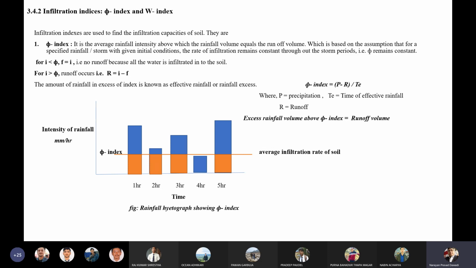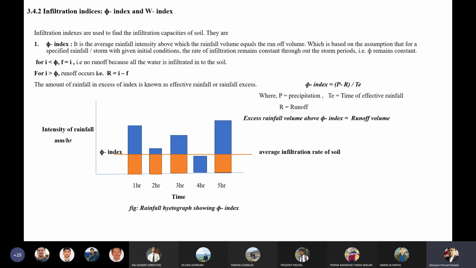According to Horton's equation, Horton's theory. But here the phi index is considered such that the rate of infiltration from the start of the rainfall to the end of the rainfall is assumed to be constant, not varying from F0 to Fc. So a constant rate of infiltration is considered here, based on the assumption that for a specified rainfall storm with a given initial condition, the rate of infiltration remains constant throughout the storm period. That is, phi remains constant.